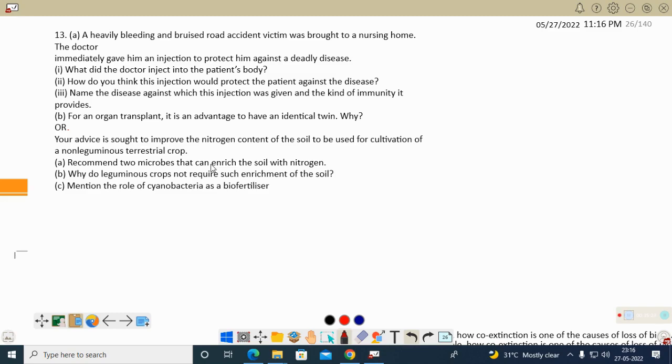Mention the role of cyanobacteria as a biofertilizer. Cyanobacteria like Nostoc, Anabaena and others are capable of fixing atmospheric nitrogen in the form of ammonia because they have the nitrogenase enzyme. So if cyanobacteria are present in the crop field, that increases the richness of the soil with nitrogen content. Okay, that is the role of cyanobacteria acting as a biofertilizer. Okay, so this is all about this question paper.